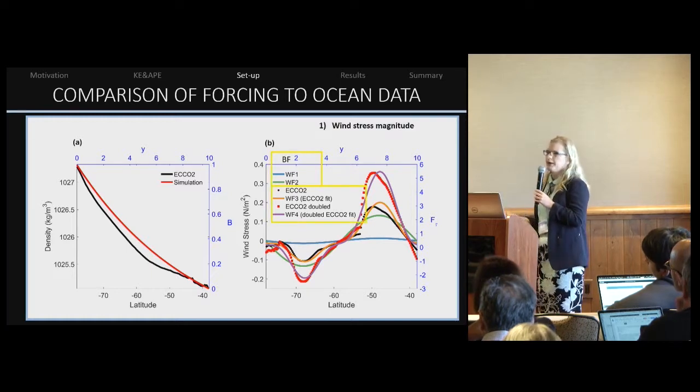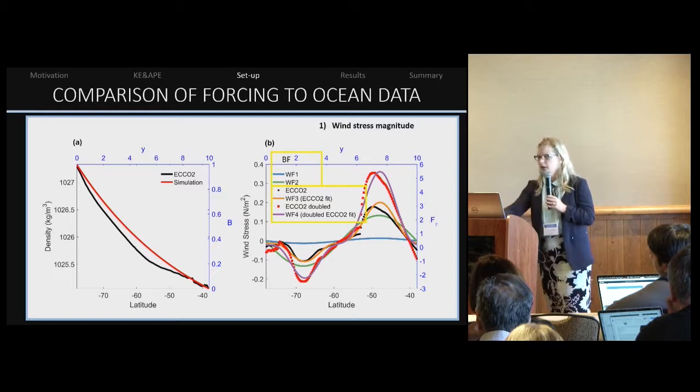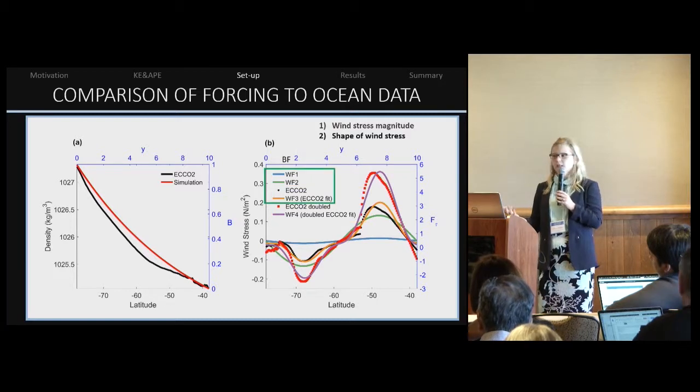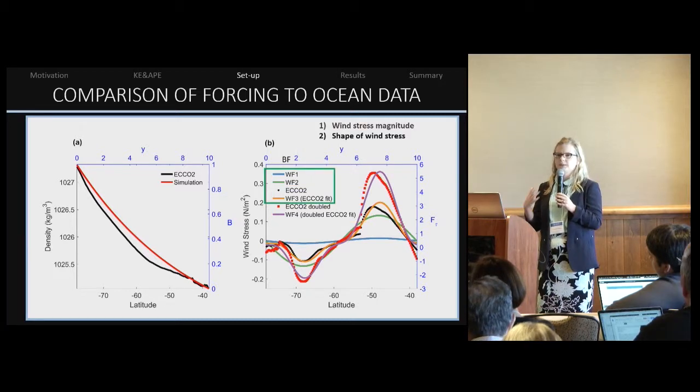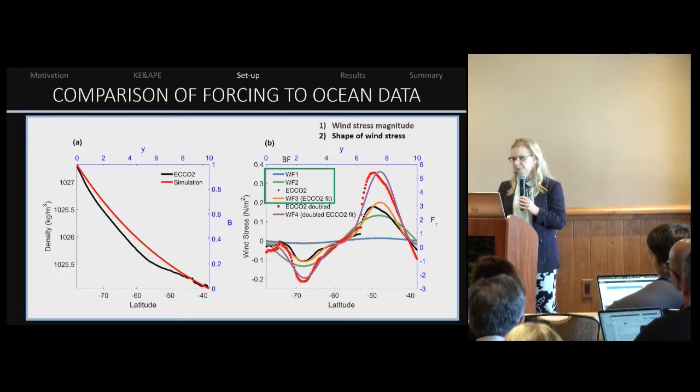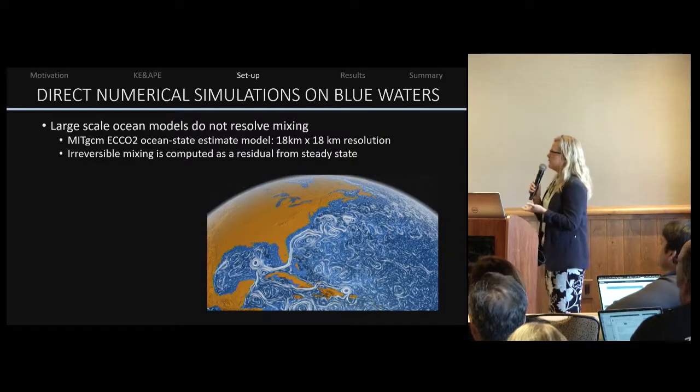And what we want to compare is the wind stress magnitudes and also the shape of the wind stress. So does it matter that the westerlies and easterlies are not symmetric in the ocean? And how does this tie to the Blue Waters?